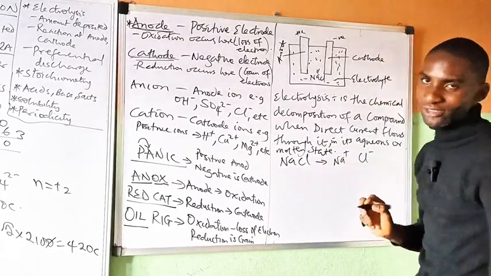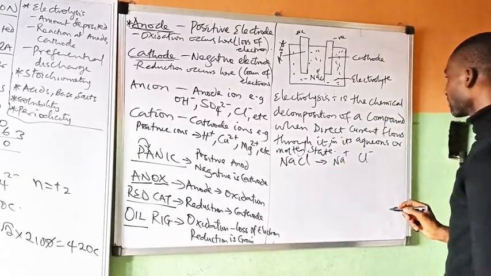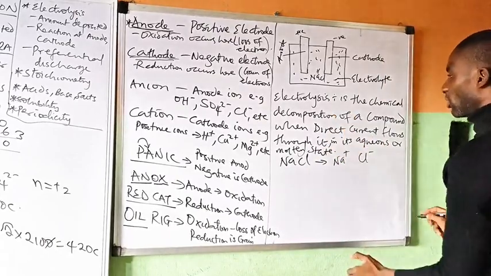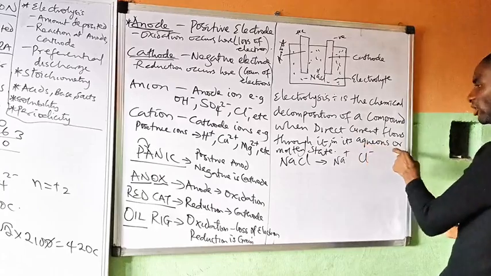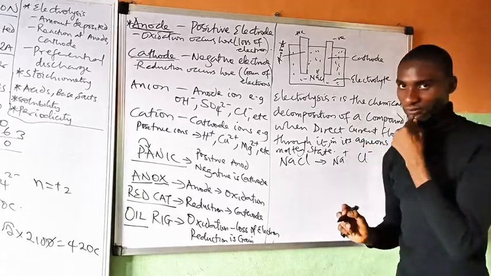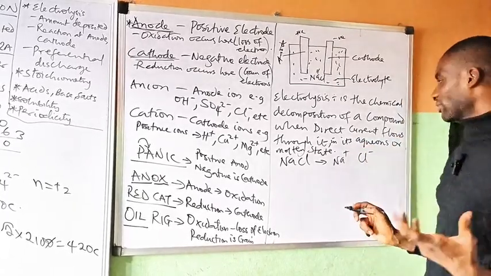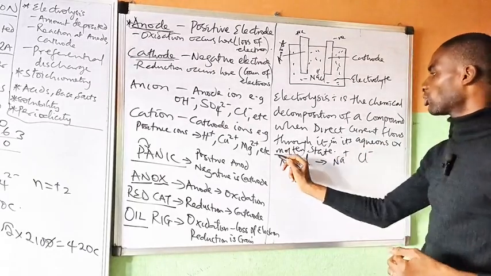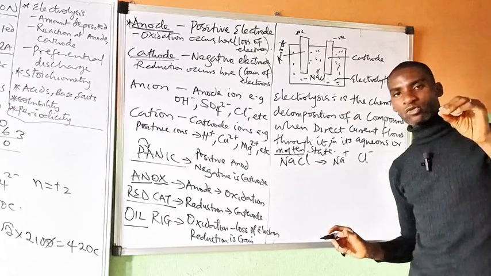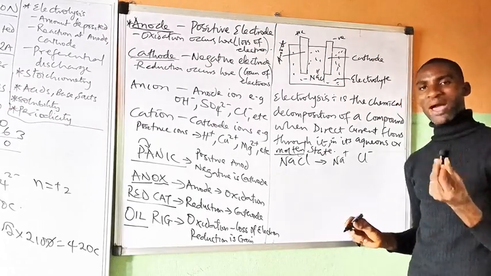Please add that to your definition. So not just that it's going to decompose, but it has to be in its aqueous or molten state. What's the meaning of molten state? What's the meaning of aqueous? Molten is from the word to melt. When a candle melts, you have the molten wax of the candle.